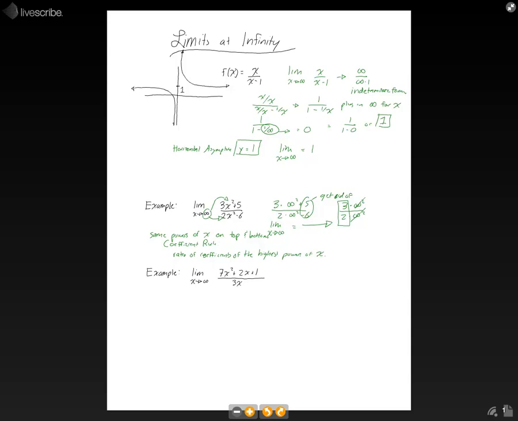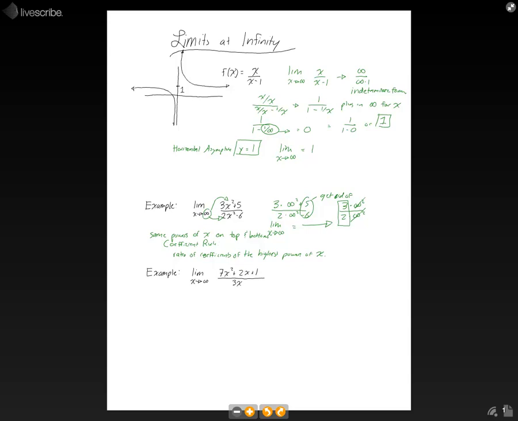Alright, now let's take a look at another example. We're taking the limit as x approaches infinity of 7x squared plus 2x plus 1 all over 3x. Now, we'll notice right off that we don't have the same powers of x on the top and bottom. We've got an x squared term on the top, but only an x to the first on the bottom. Therefore, we cannot use the coefficient rule, and it's not going to end up as an indeterminate form either.